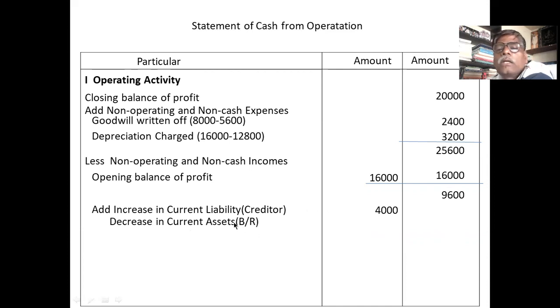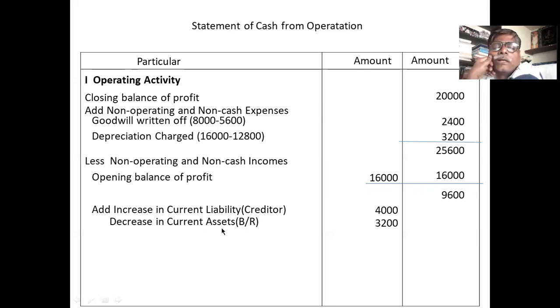Then decrease in current asset. If there is a decrease in the current asset, you take that. In your problem, bills receivable decreased. So you take the decreased amount of bills receivable, 3,200. One current liability, one current asset. Current liability increased, current asset decreased. Like this, you write the headings, current asset and current liability, and take the items.